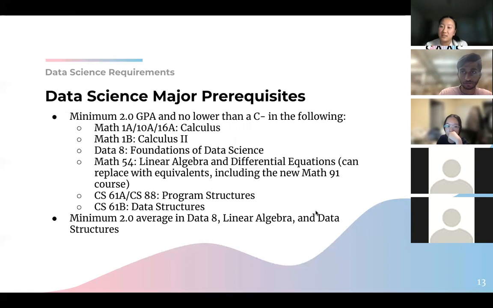But actually, this is new as of next semester, you can replace it with Math 91, which is a new course that they're making. And data science and stats majors can use this to replace the linear algebra requirement. Another replacement that's pretty popular is EE16A and 16B. There are several replacement possibilities that are also listed on the data science website for linear algebra.